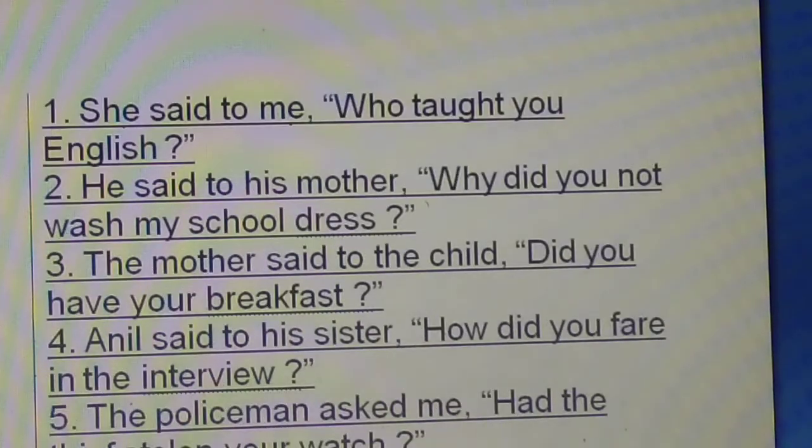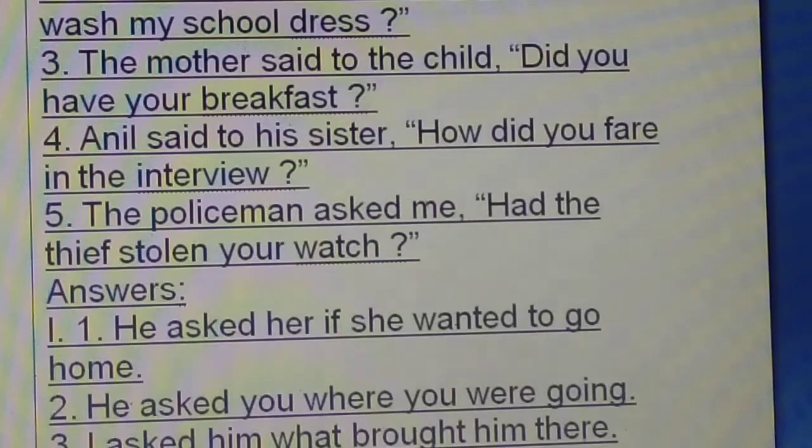She said to me, "Who taught you English?" See, this is all in direct speech, children. Please note, children. So, 5 questions. Now here are the answers for you, children. Please check whether you got them right.